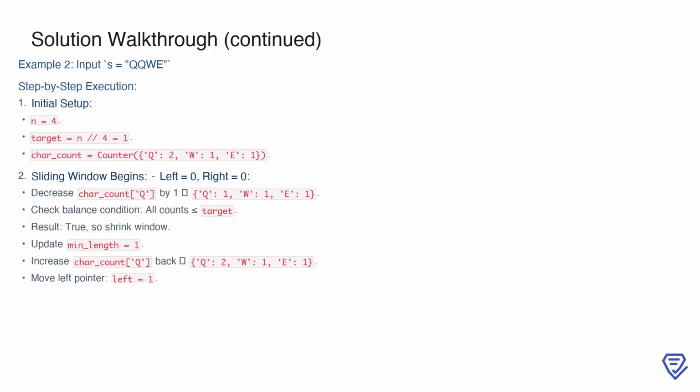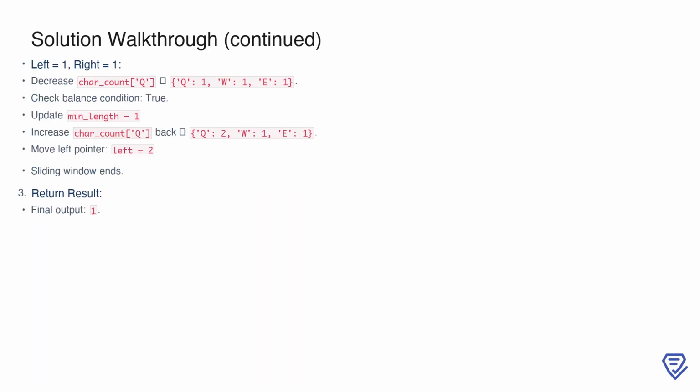We begin a sliding window approach starting with both the left and right pointers at the beginning of the string. By decreasing the count of q at the right pointer, the updated counts become q1, w1, e1. Checking the balance condition, we see that all counts are now within the target. At this point, we calculate the window length, which is 1, and update the minimum replacement length to 1. Afterward, we restore the count of q and move the left pointer forward to continue the process.